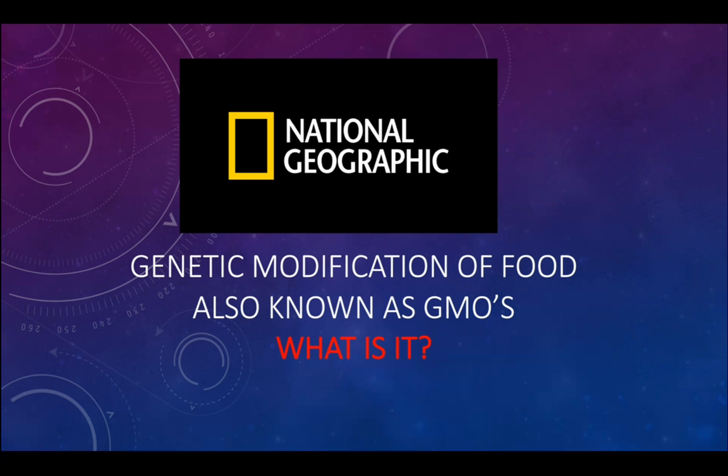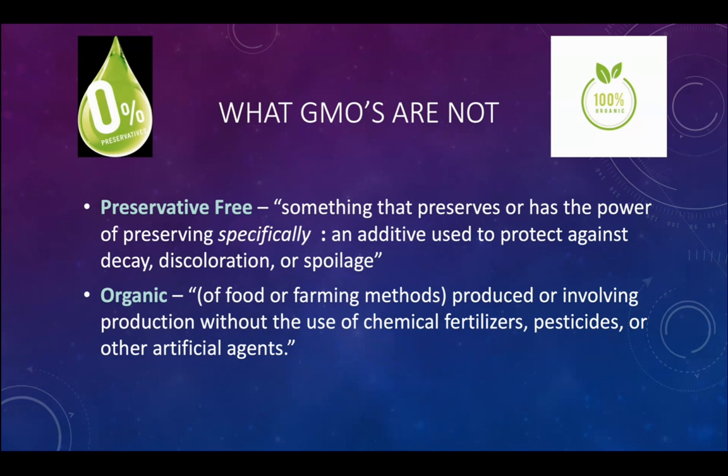According to National Geographic, a genetically modified organism is an animal, plant, or microbe whose DNA has been altered using genetic engineering techniques. We commonly hear about genetically modified organisms referred to as GMOs. Now that we know that the term GMOs means genetically modified, let's discuss what the term GMO does not include, which is preservative-free and organic.